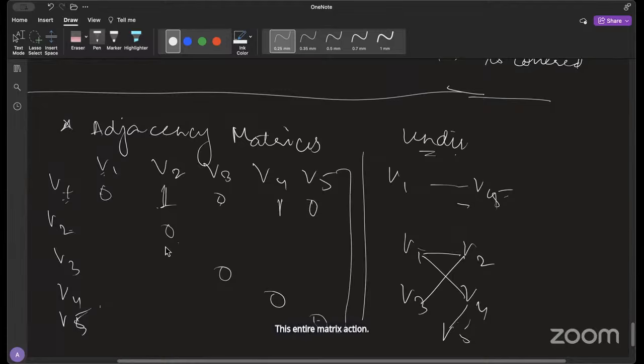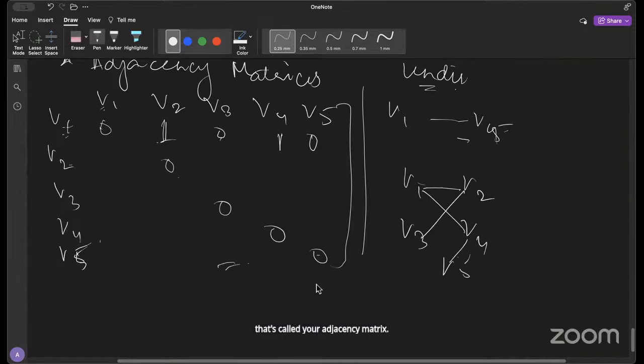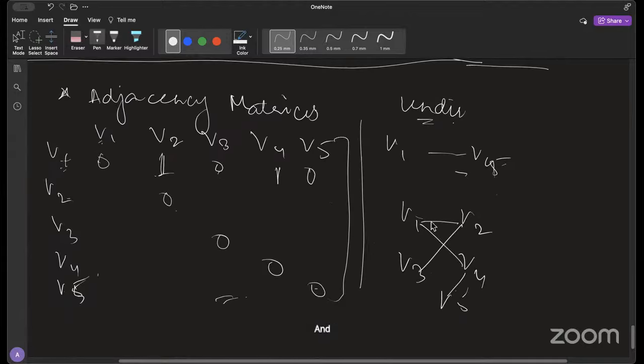This is a matrix, right? That's called your adjacency matrix. Is that okay? Yes. And this is in the case of undirected graphs.